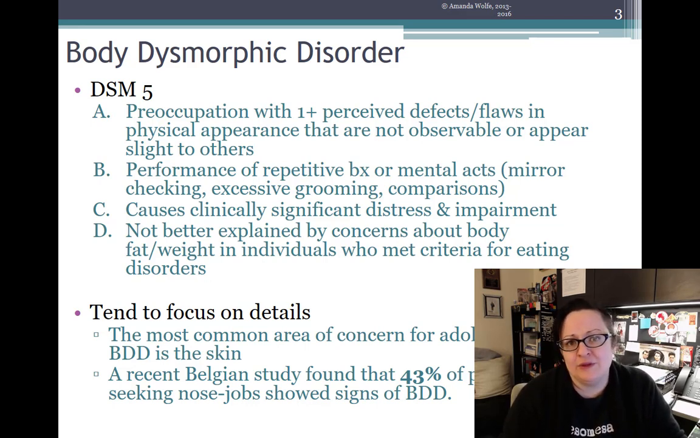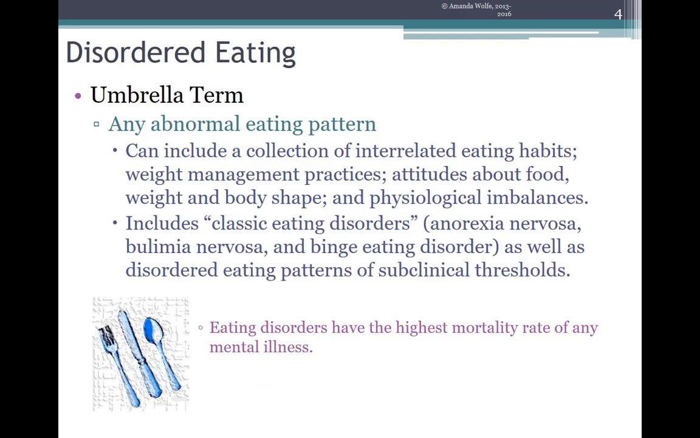So that by the time you start looking at people who are seeking a third nose job, up to 90% of those patients actually meet the criteria for body dysmorphic disorder. That's a little problematic, right? Now in this lecture, you're going to hear me talk about disordered eating instead of eating disorders.